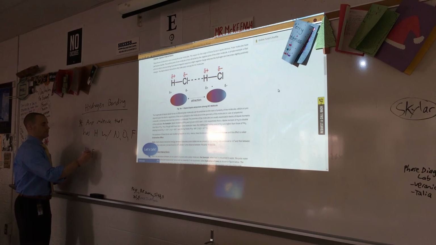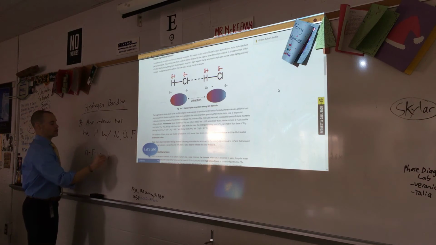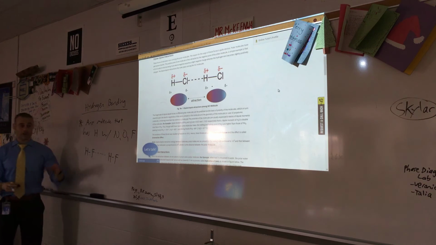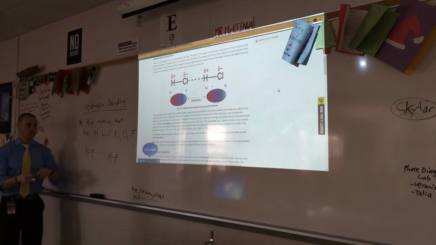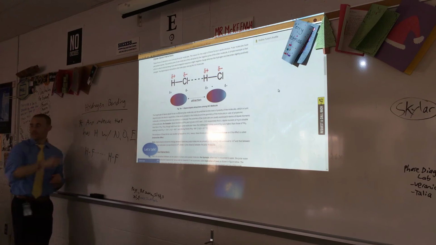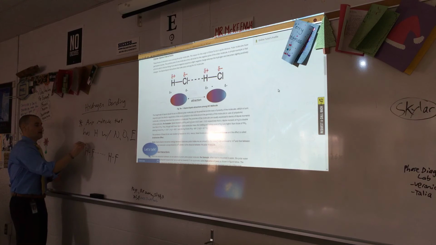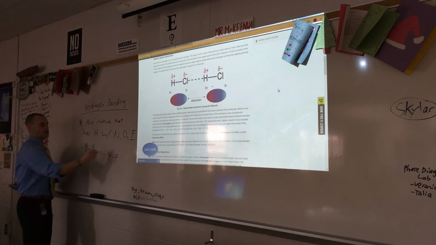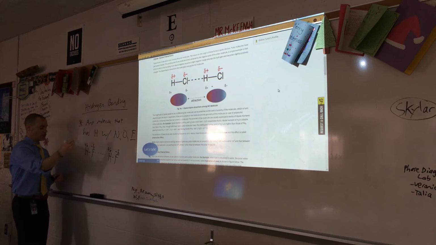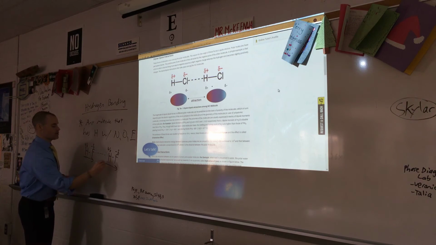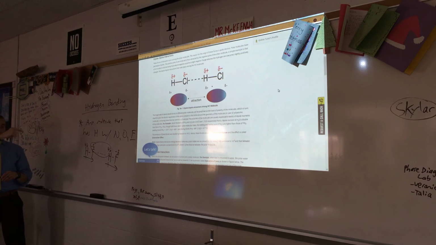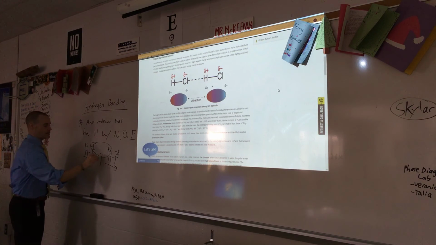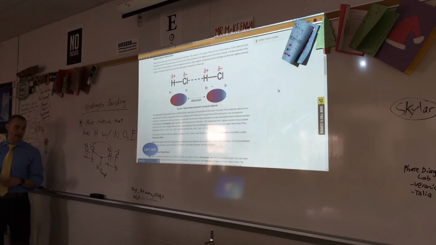HF. HF is attracted to HF. It looks literally the same as HCl, except it's special because it's an F, not a Cl. I'm going to explain why in a second. H is partially positive, F is partially negative. So again, nothing new here. Those partial charges. This dotted line between F of one and H of another, that's called your hydrogen bond. There's your H bond, that dotted line.